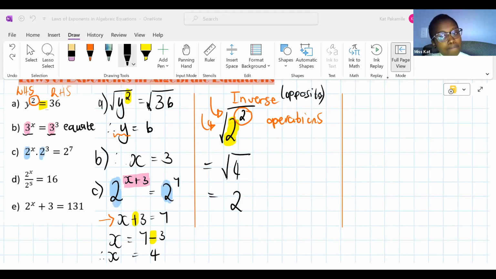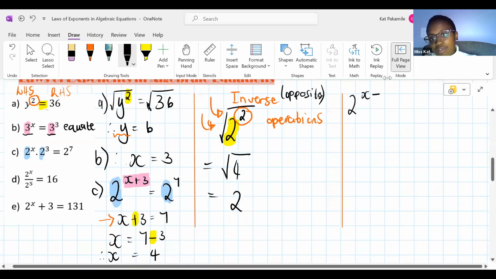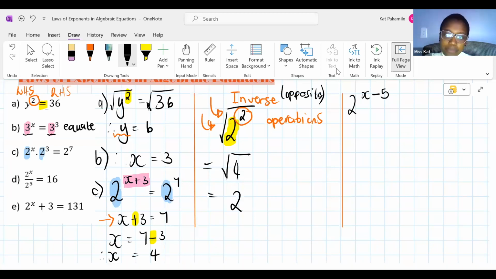If we're doing division with exponents, then we have to subtract. Beautiful. So it's going to be 2 to the power of x minus 5, right? Yes, ma'am. Beautiful.